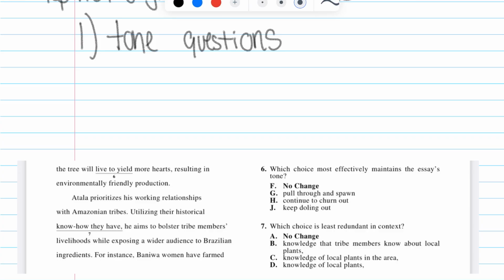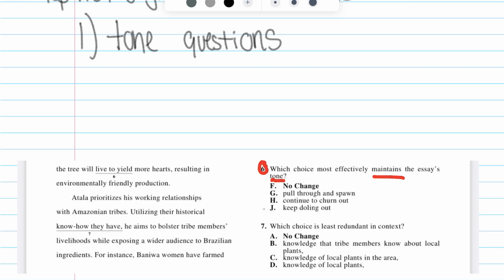So the first type of new question that you might see on test day is these tone questions. They're really unique, and I haven't really seen them much on the old versions of the test. So how do you actually tackle this? Number 6 is a good example. It says, which choice most effectively maintains the essay's tone? A lot of students will overthink it: what does tone mean? What you're actually looking for is the style and the way that the rest of the essay is being written.